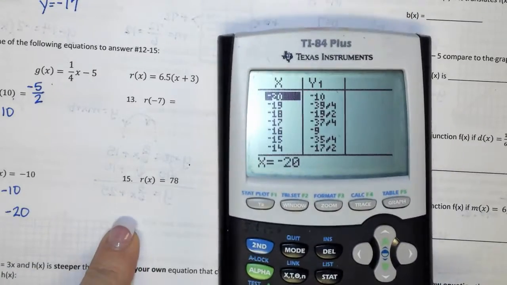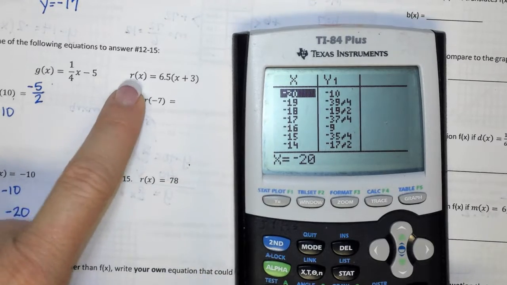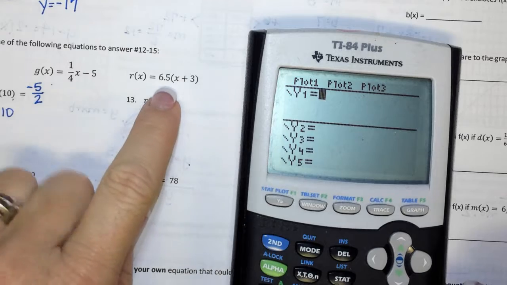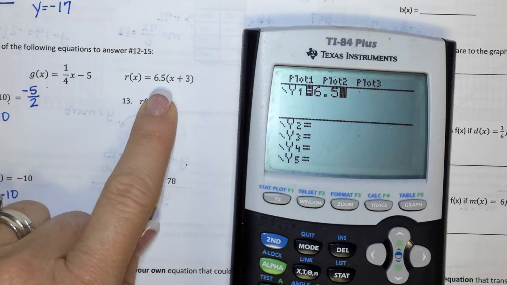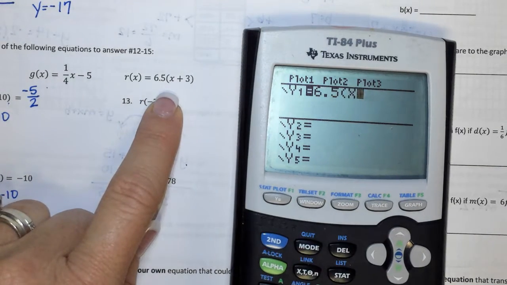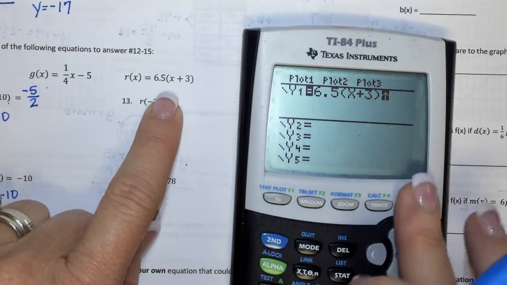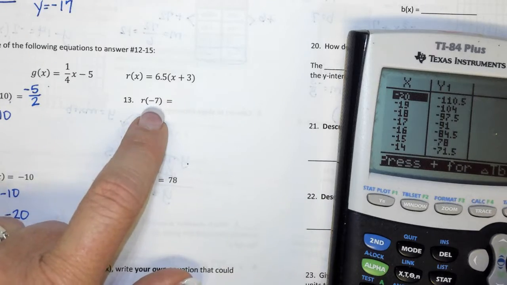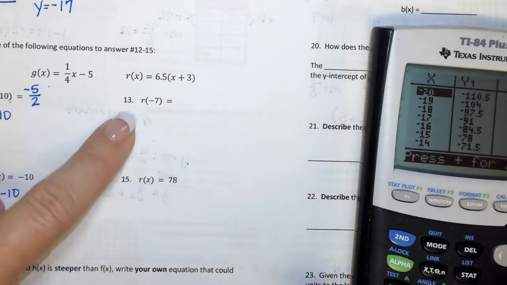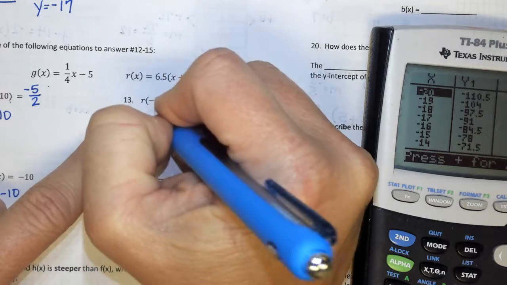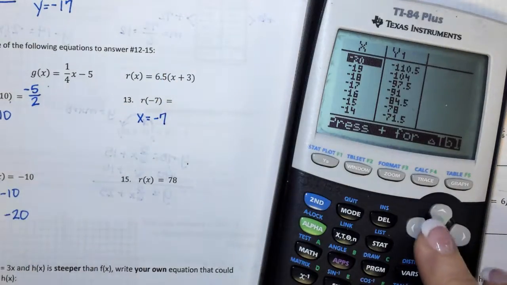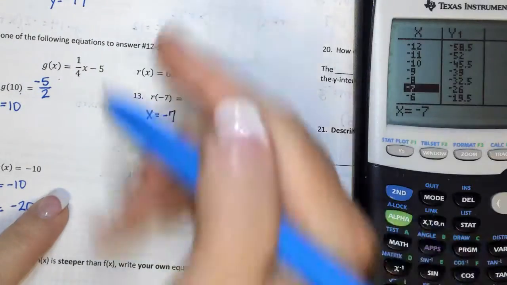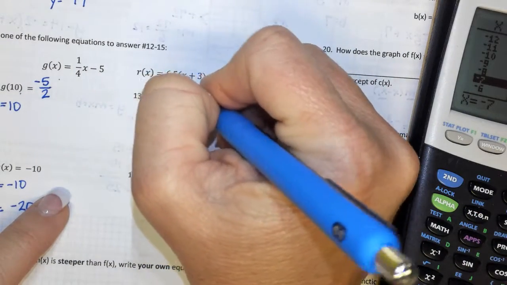Okay, let's work on 13 and 15. So this time we're using r of x, right? So let's go ahead and put our equation in y equals, which is 6.5 parentheses x plus 3. So 13 says r of -7. This -7 is our x or our y? It is our x. So it is x that equals -7. So I'm looking for y. It is negative, what did you say, 26? That is correct. So r of -7 equals -26.